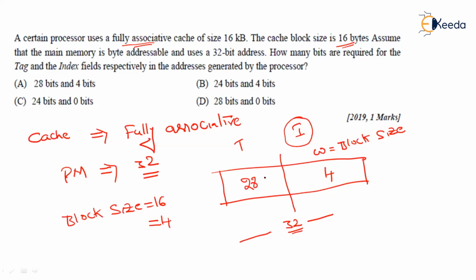Since there is no index here, if you want to get the tag bits, subtract the word field bits from the address bits. Address bits are equal to 32. The number of bits required to represent the word field is equal to 4, because the block size is 2 power 4, that is equal to 16. So all the remaining bits will be only for the tag and there won't be any index portion at all. So the tag field is equal to 28 bits and there won't be any index. Index is equal to 0. Okay, so option D is the correct option.